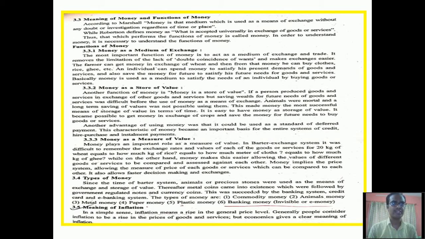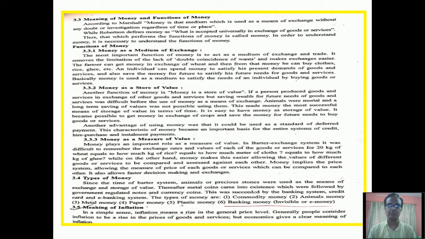It became possible to get money in exchange for crops and save the money for future needs, to buy goods and services. Another advantage of using money was that it could be used as a standard of deferred payment. These characteristics of money became the important basis of the entire system of credit. If we get some credit from another trader, then after 2 months or 3 months we will pay. It is one type of deferred payment.